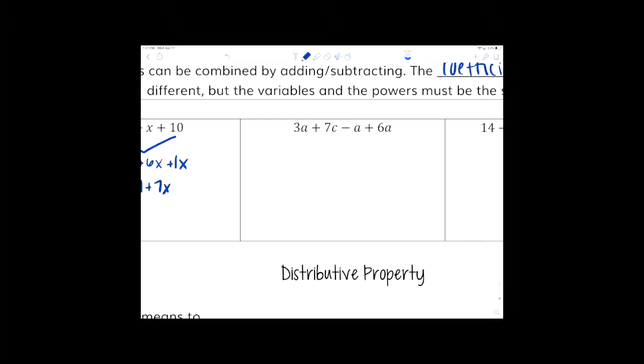Okay? I have some like terms here. Which ones are my like terms? 3a and 6a. I also have one more that goes with that: that negative a. Can 7c be combined with anything? How come? Because of the variable. There's no other term that has the variable of c.